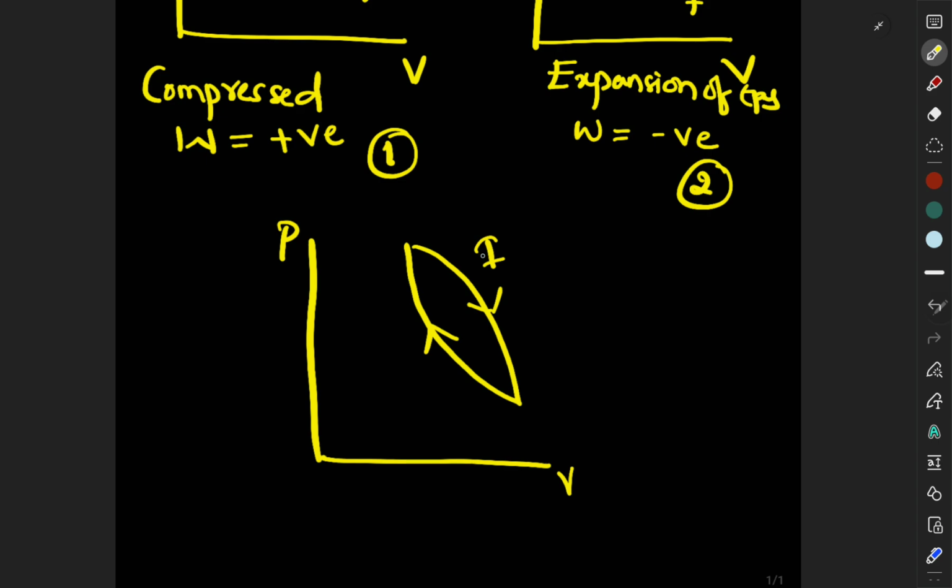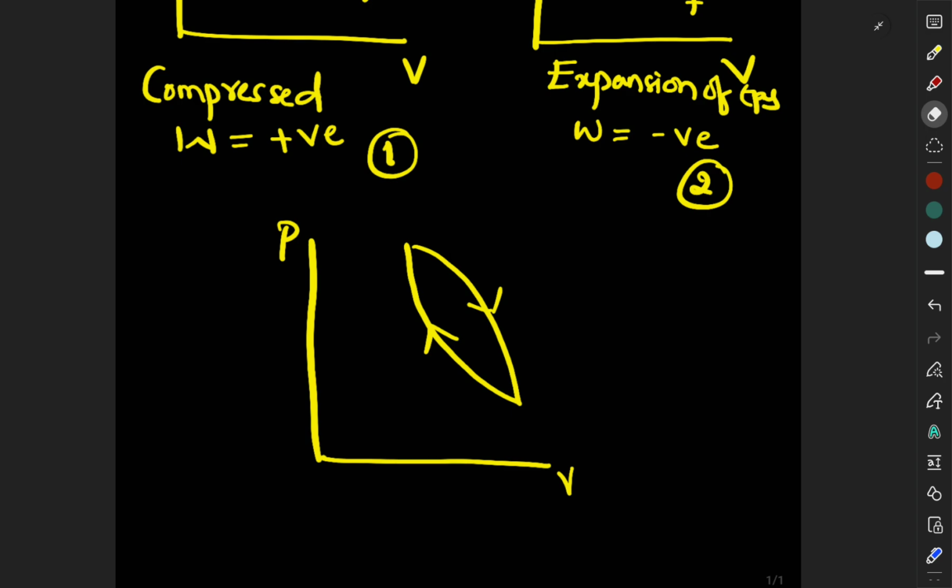This was the first curve, whatever it is. But this is a cyclic process. The initial and final positions are the same; it is coming back to its initial position. The gas is brought to its initial state. So such a series of two or more processes like this represents a closed figure, which is called a cycle.